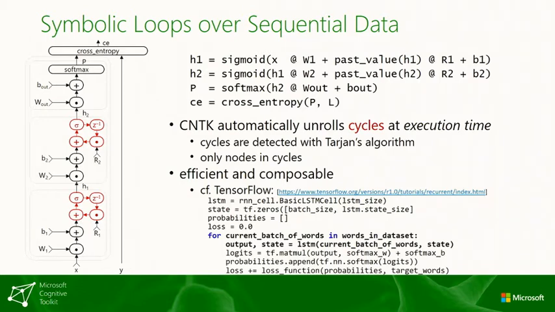Now, just as a comparison, if you write the same recurrent network in TensorFlow, this is before the 1.0 release, where they simplified writing recurrent networks. This is how you would write it in the low-level API. So it's much more complicated. You have to manually unroll things, which is not easy to understand.